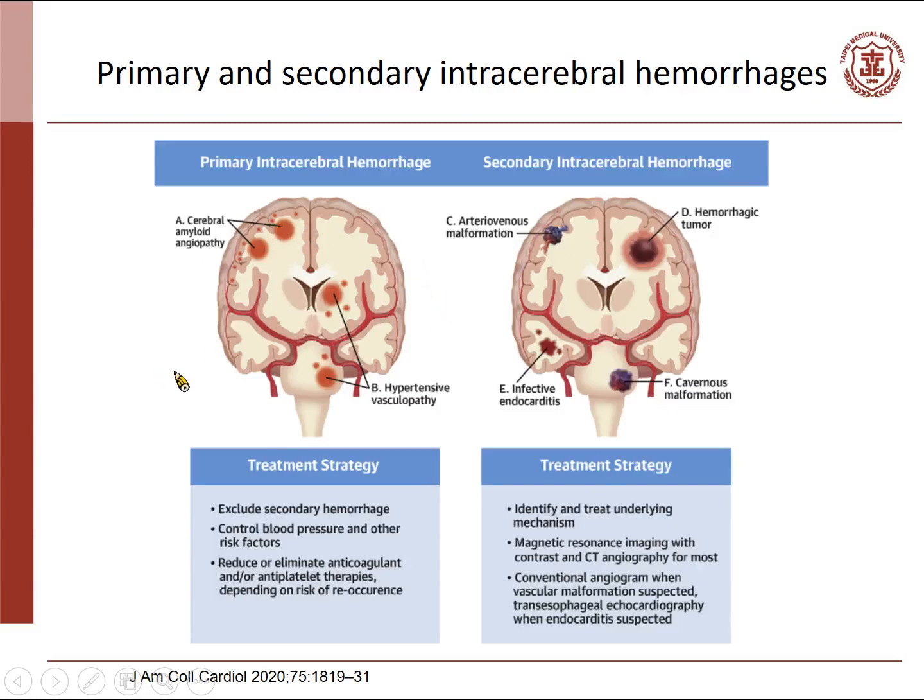Okay, so the cause of hemorrhage can be primary intracerebral hemorrhage or secondary. The primary, the most common, is usually caused by hypertension. But in some patients, the intracerebral hemorrhage is secondary to arteriovenous malformation or hemorrhagic tumor or infective endocarditis or cavernous malformation. Those can cause intracerebral hemorrhage, but the area is different from the hypertensive hemorrhage place.